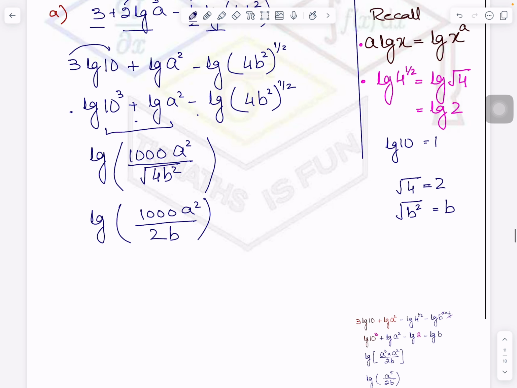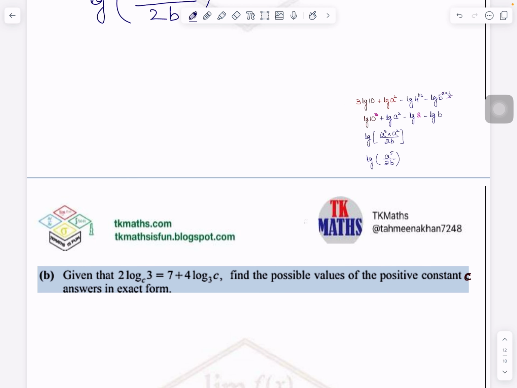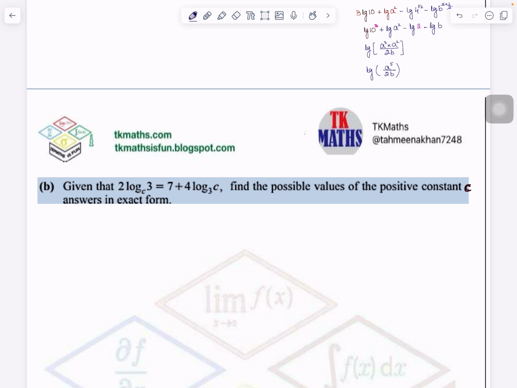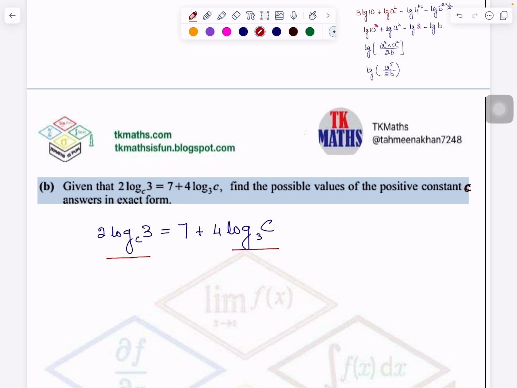Now let's see this part b. I have copied down the part b again here, and you have to find the possible values of c. So 2 log 3 base c is equal to 7 plus 4 log c base 3. Now if you see, just a minute, in this term the base is c and in this term the base is 3. So we need the same base so that we can solve it further. So what comes to your mind?